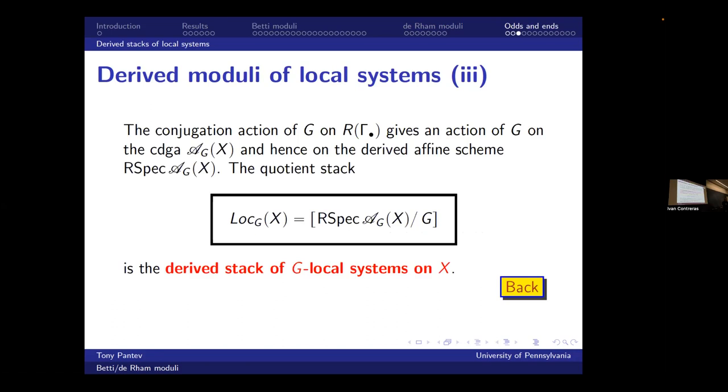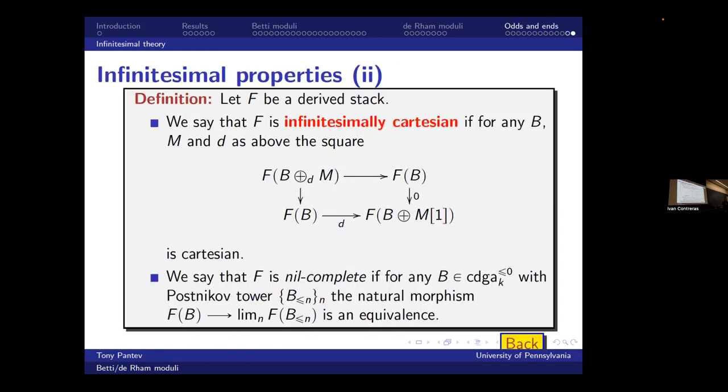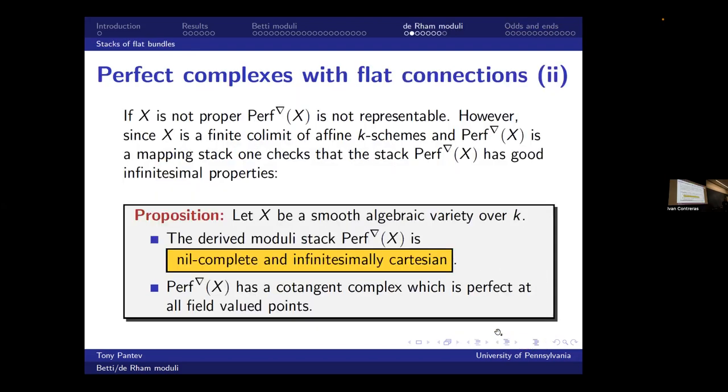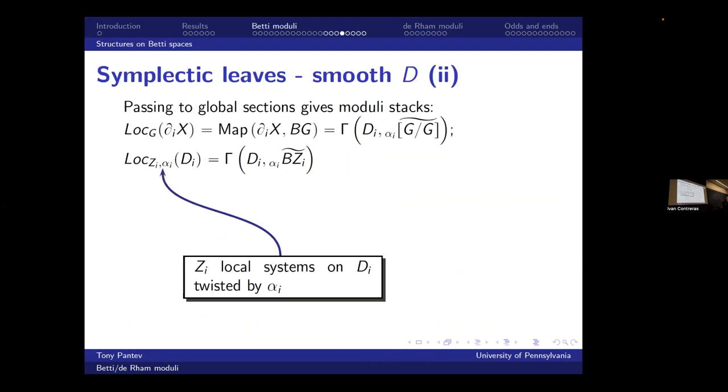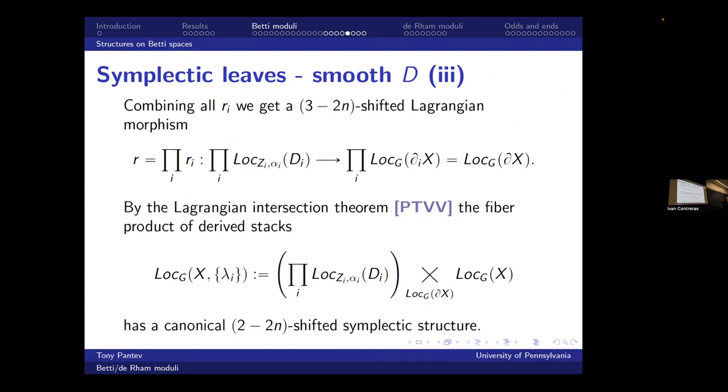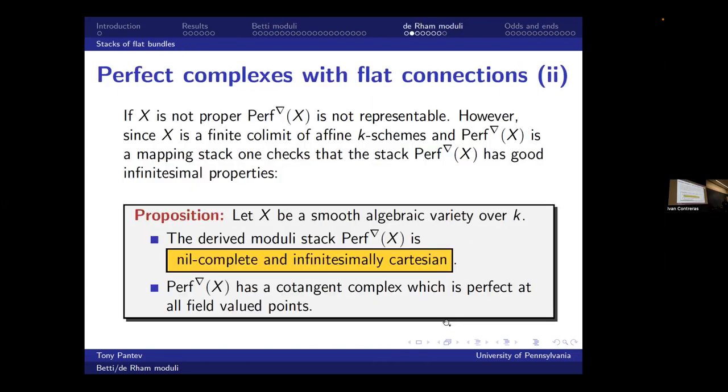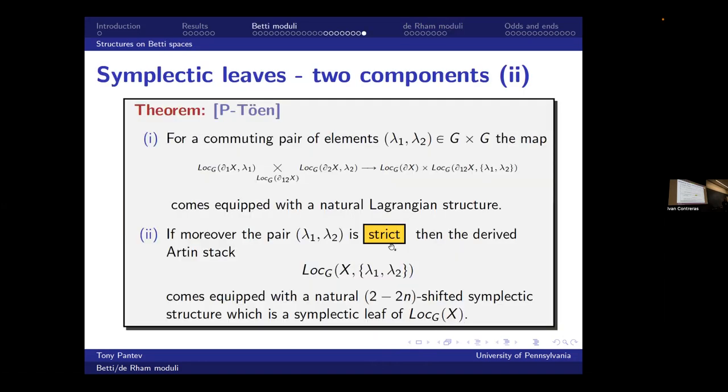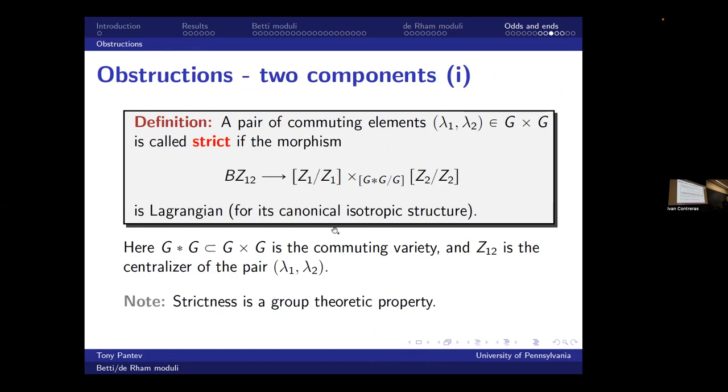I mean, remember the actual definition of strictness was this thing. It's just saying that two spaces of local systems on two different circles on the torus, when you view them as Lagrangians in local systems on the torus, intersect in a way that you have an extra Lagrangian in that intersection.